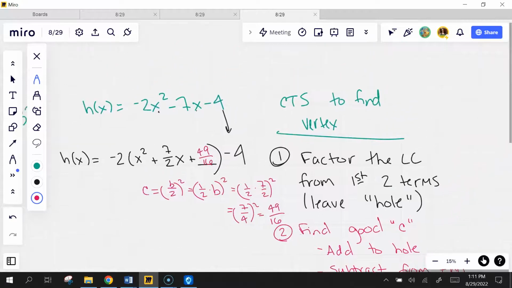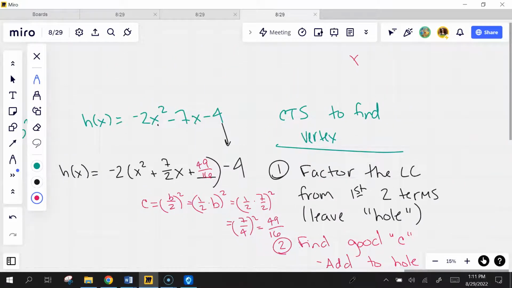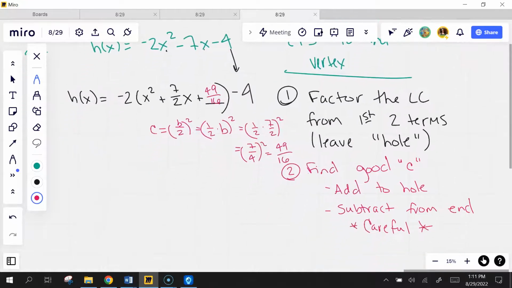Kind of like if I had x plus 3 equals 12. Well, if I do anything over here, if I said, okay, I'm going to add 5, I could add 5 and subtract 5 at the same time, and I really haven't done anything, right? I've not changed any values. I'm doing the same thing here. I'm adding here, but I'm also going to subtract it here. But the reason I say be careful is I'm not going to subtract 49 over 16.